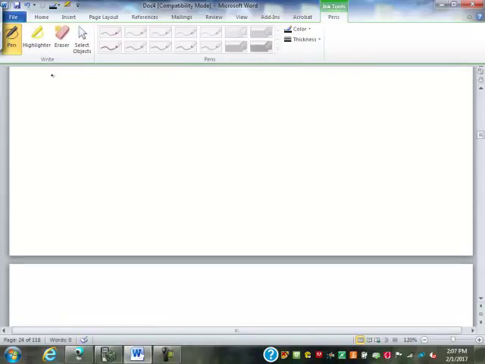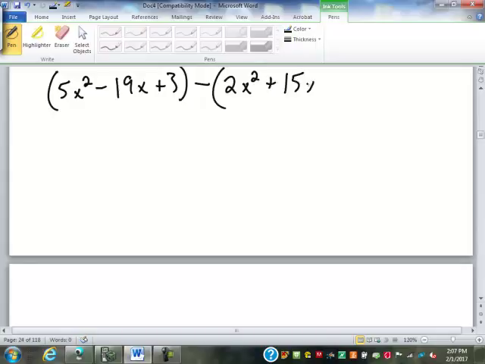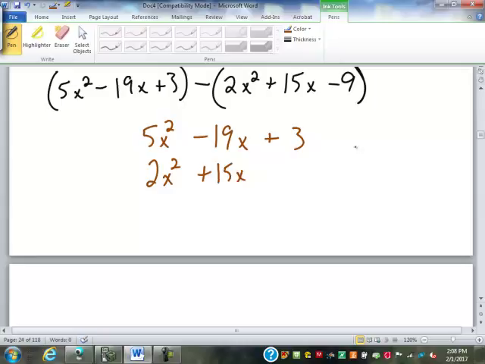Subtraction is where it got pretty tricky on us. We may have 5x squared minus 19x plus 3 minus 2x squared plus 15x minus 9. So again, we set it up just like we would any other addition or subtraction. We put the second number under the first, lining up the place values. 2x squared goes under 5x squared. 15x goes under negative 19x. Negative 9 goes under positive 3. And we are now subtracting down each column.